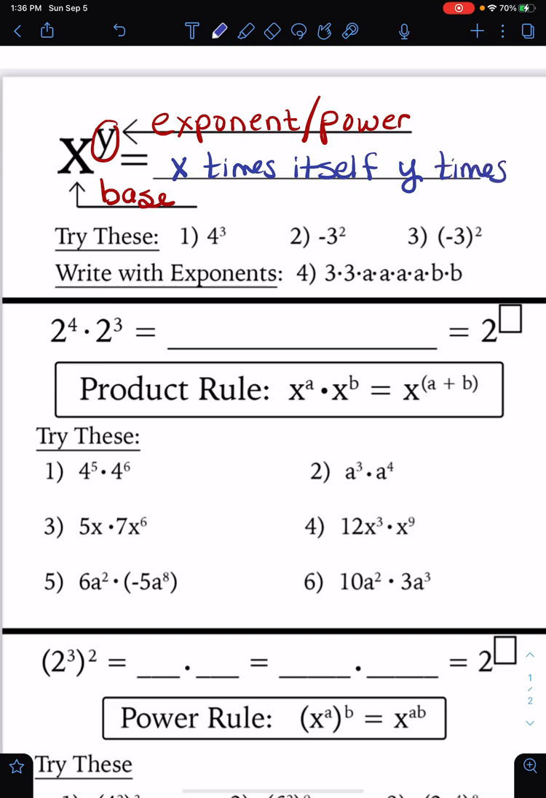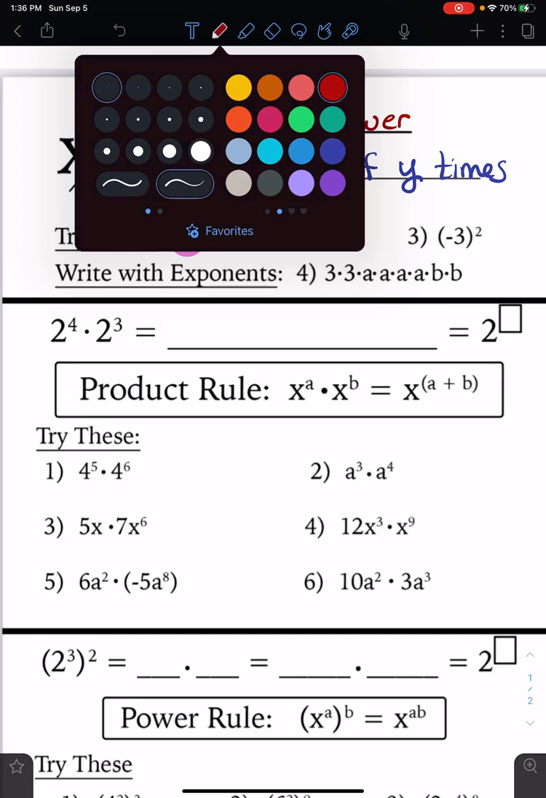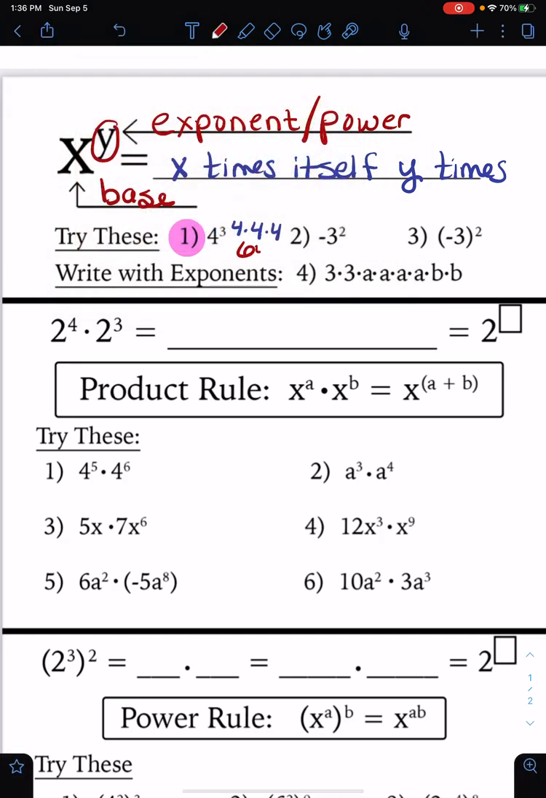So what that means is, for example, number 1 right here, we have 4 to the third power. That means we're going to multiply 4 times itself 3 times. And you could use a calculator for this if you're looking for the actual answer of 4 times 4 times 4, or you can do 4 times 4 is 16, times 4 again would give us 64. So it just depends on what the directions are asking for.